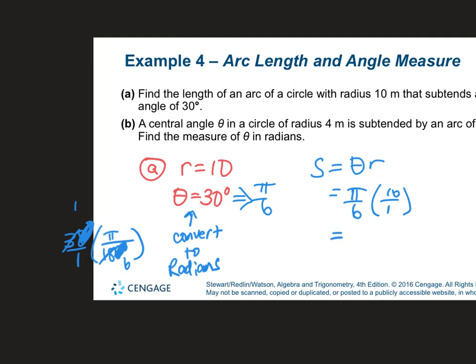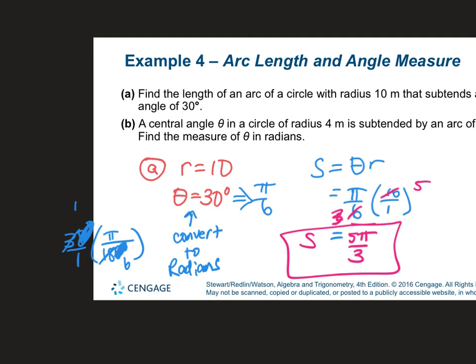So I'm left with, I can cross cancel, 6 and 10. What goes into both of those? 2. Good. So 6 becomes 3. 10 becomes what? 5. So my arc length here, the length of my arc happens to be 5 pi over 3. It is so super duper important. I cannot impress upon you enough. You have to convert that theta to radians first.